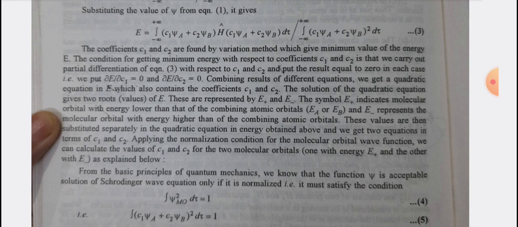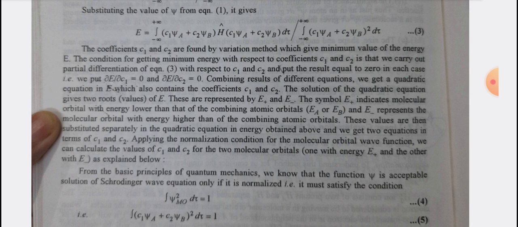The condition for getting minimum energy with respect to the coefficients C1 and C2 is that we put delta E divided by delta C1 equals 0 and delta E divided by delta C2 equals 0. Combining the results of the different equations, we get a quadratic equation in E, which also contains the coefficients C1 and C2. The solution of the quadratic equation gives two roots of E. They are represented by E positive and E negative.